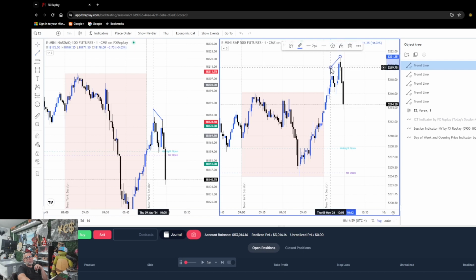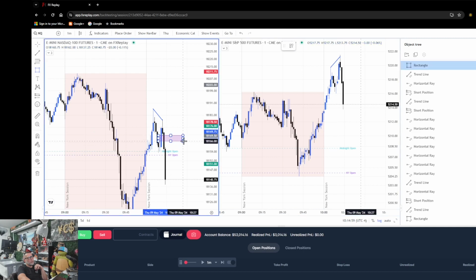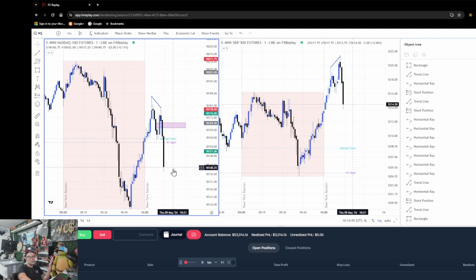Then we definitely created divergence here, right? We engulfed and inverted this fair value gap, right? Engulfed this whole candle, and we took the sell. It's as easy as that, right?